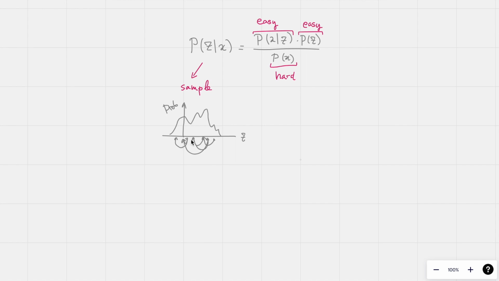So how could we get a process, a Markov process, that would have exactly the right jumps so that we can produce a sample here that we trust is coming from that target distribution?